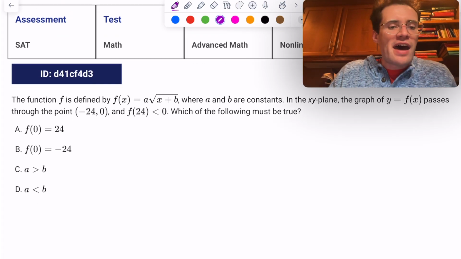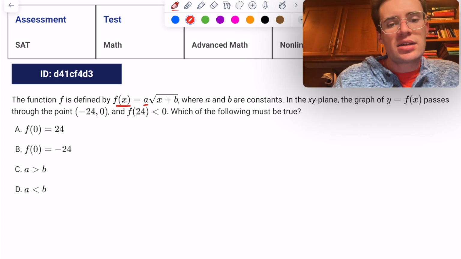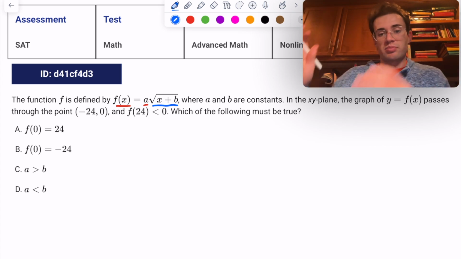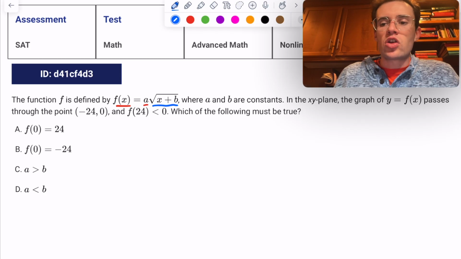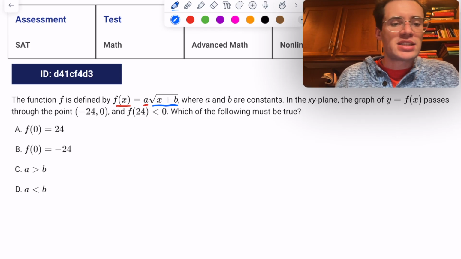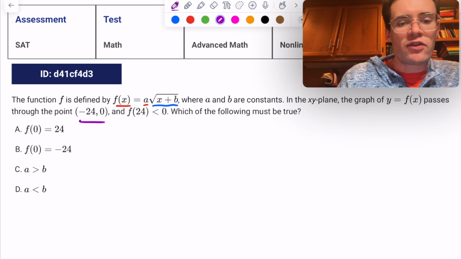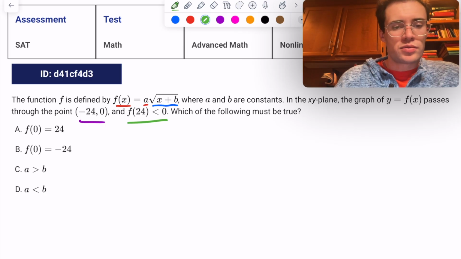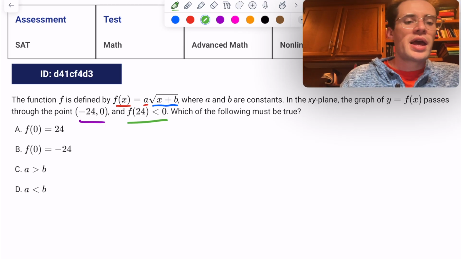So the function f is defined by f of x equals a times the square root of x plus b, the square root of that entire x plus b thing, where a and b are constants. In the xy plane, the graph of y equals f of x passes through the point -24, 0, and f of 24 is less than 0. So which of the following must be true? The options you have are f of 0 equals 24, f of 0 equals -24, a is greater than b, or a is less than b.